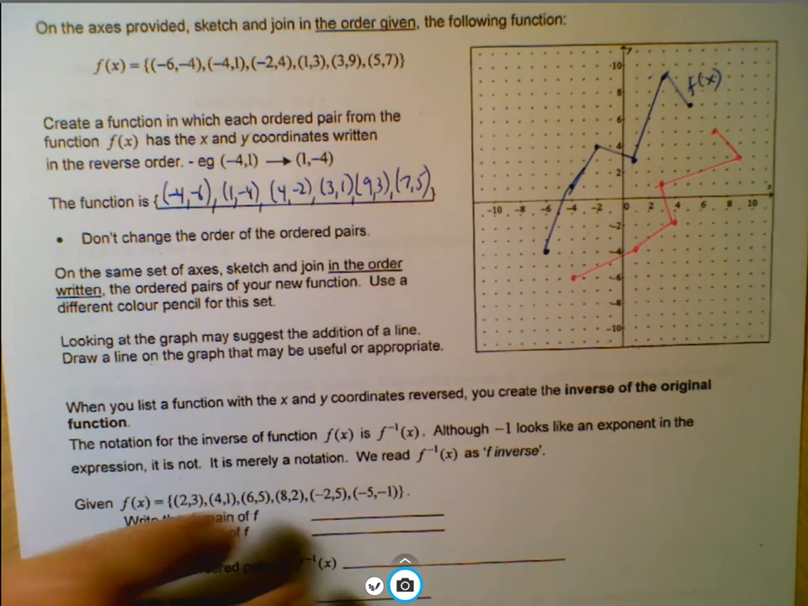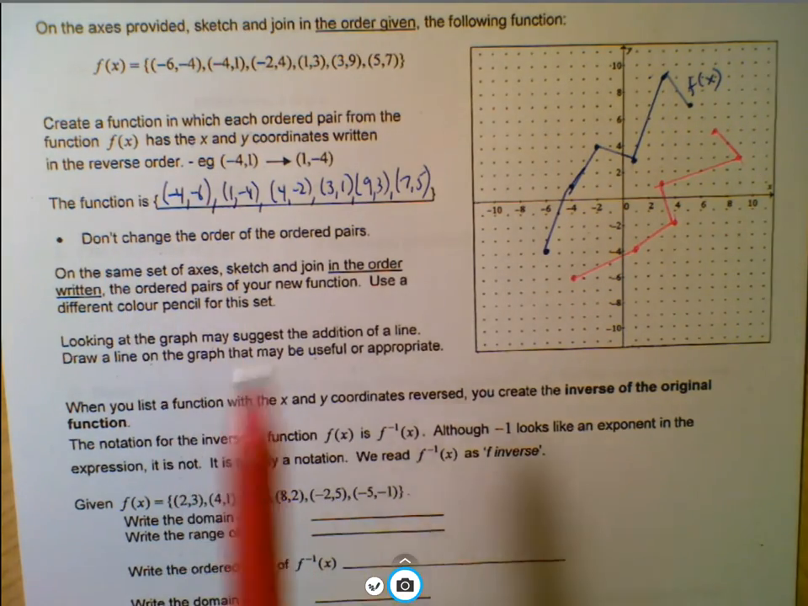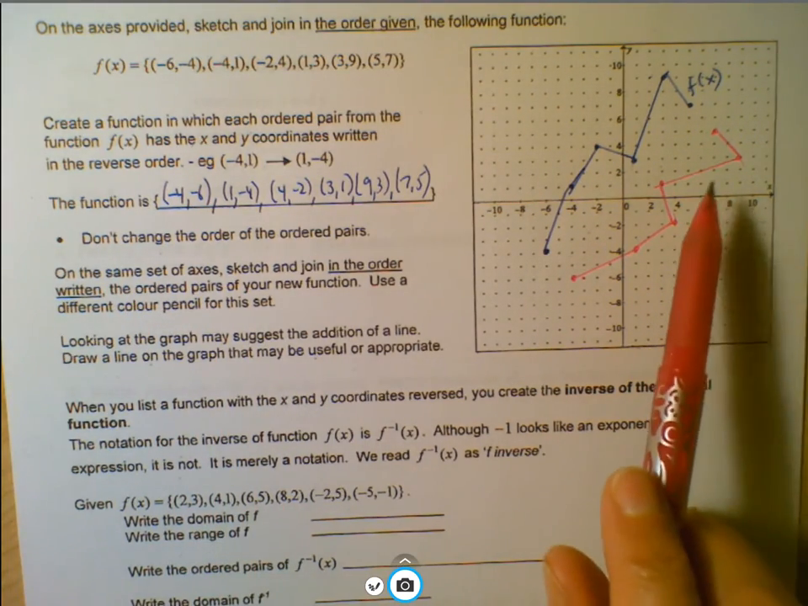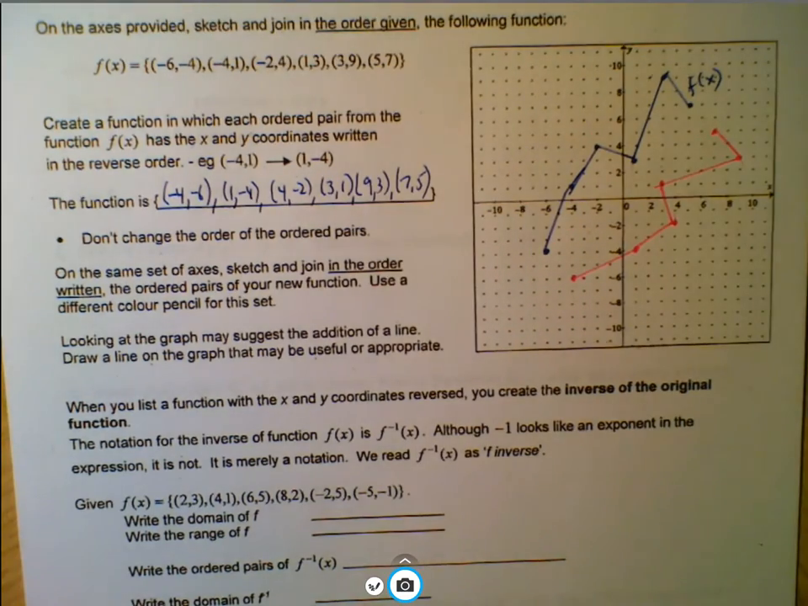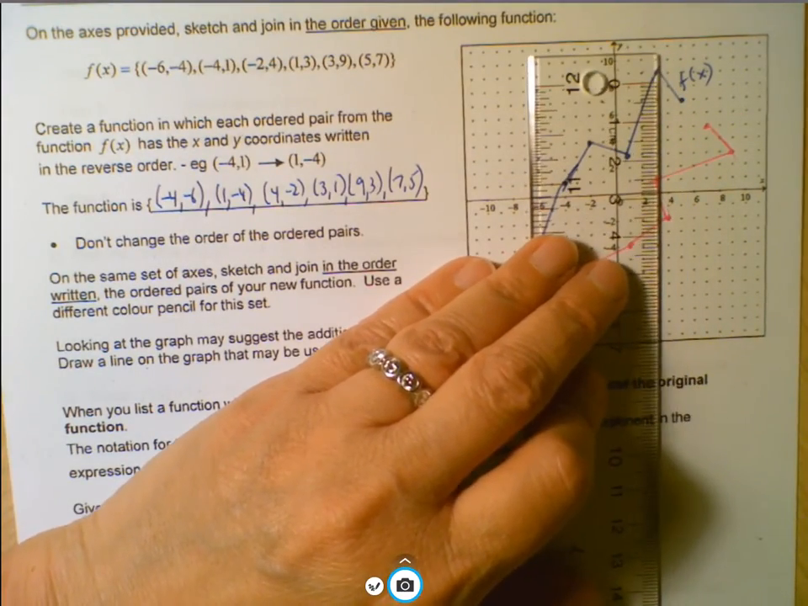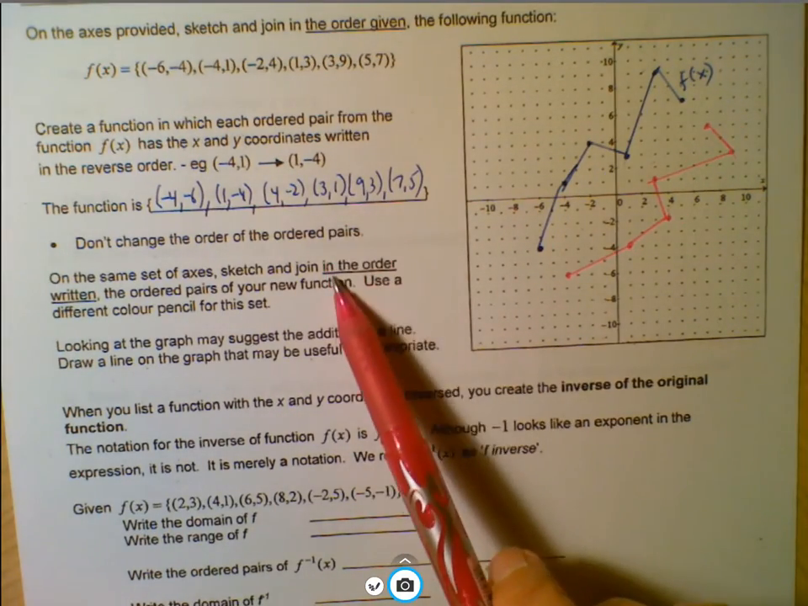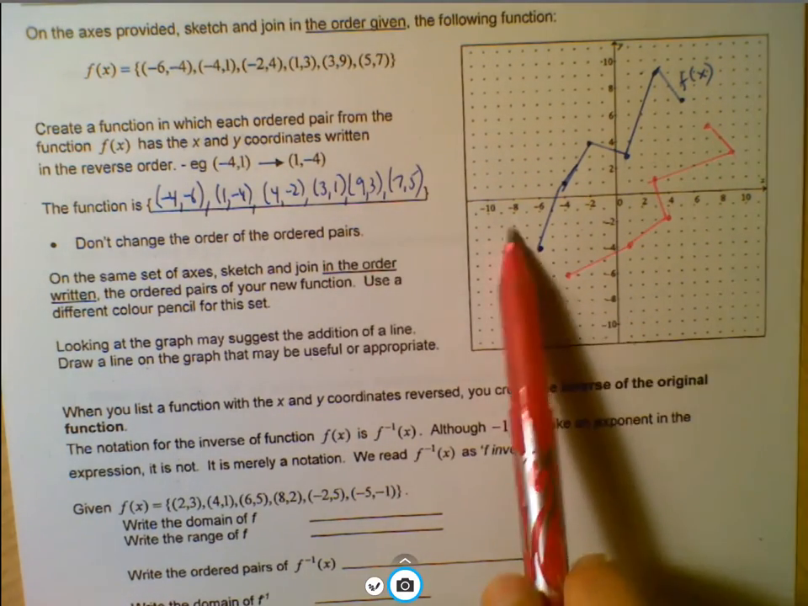All right, so what do we have? We have something that looks like the original. Now it's funny because it's saying create a function, but if you look carefully, my pink one is not a function because it will fail the vertical line test, right? It fails the vertical line test, so it's not a function, but it looks kind of interesting compared to the original.